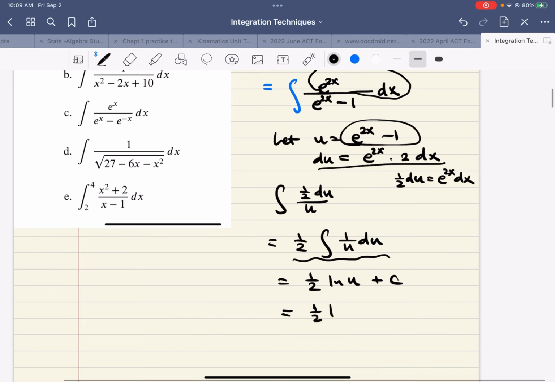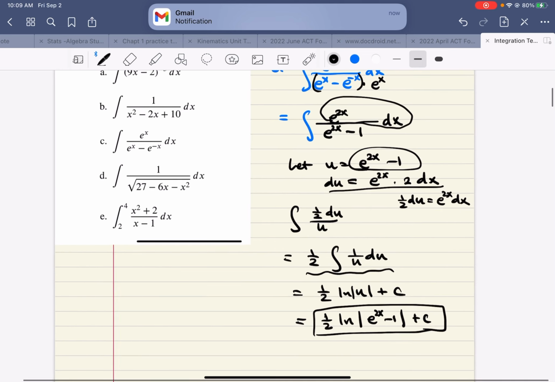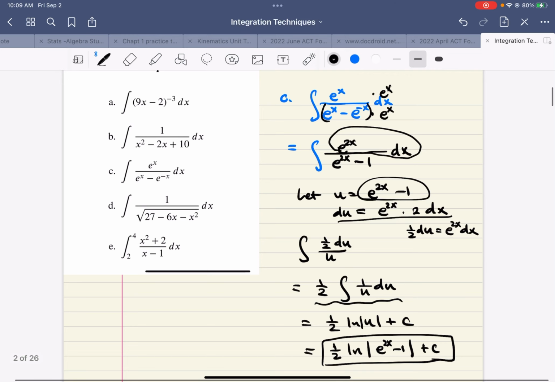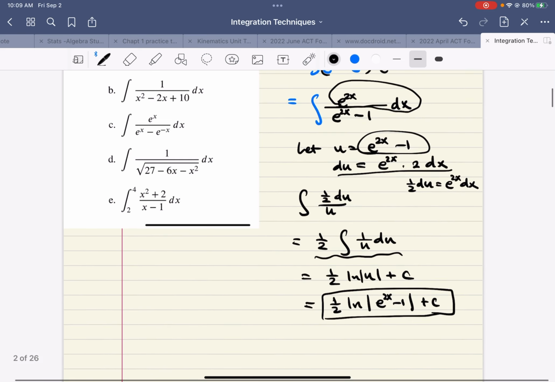So and then you make sure you substitute back 1/2. Then ln of, make sure you put absolute sign. So this is absolute. And then e to the 2x minus 1 plus c. So that will be your final answer. Okay. So what I did is in the beginning, you change the format by multiplying e to the x top and bottom. Okay. Now let's do D.